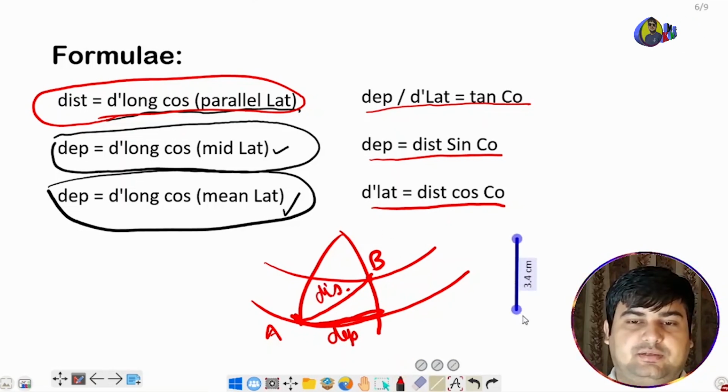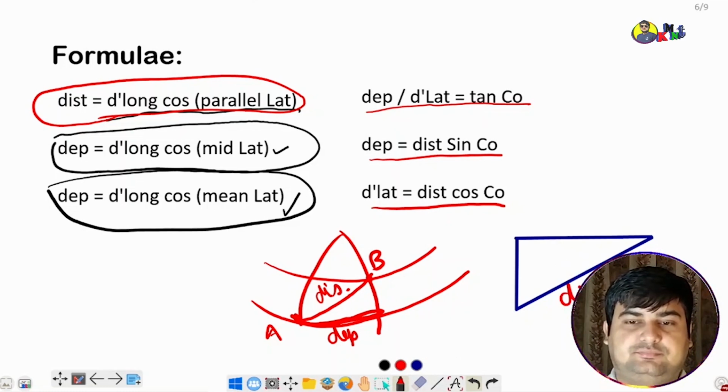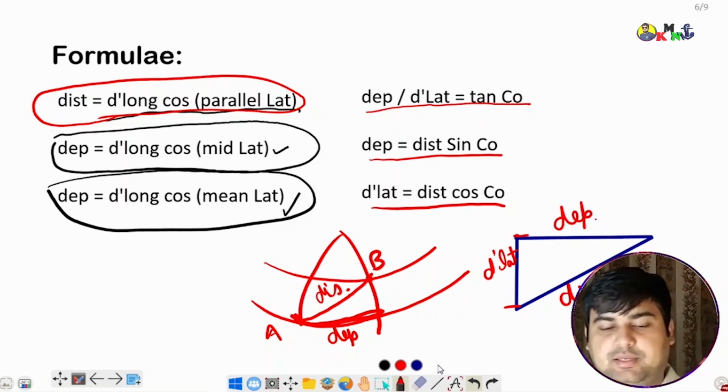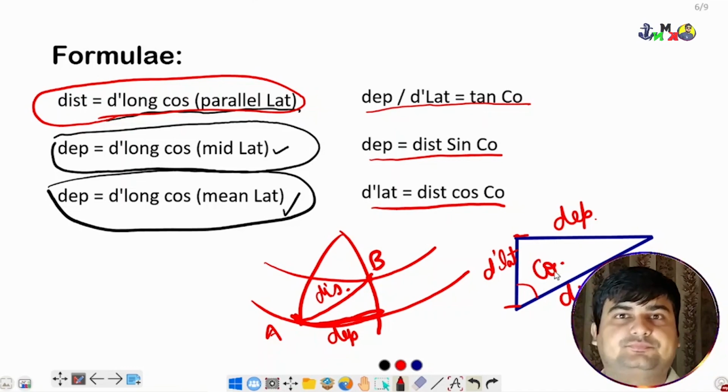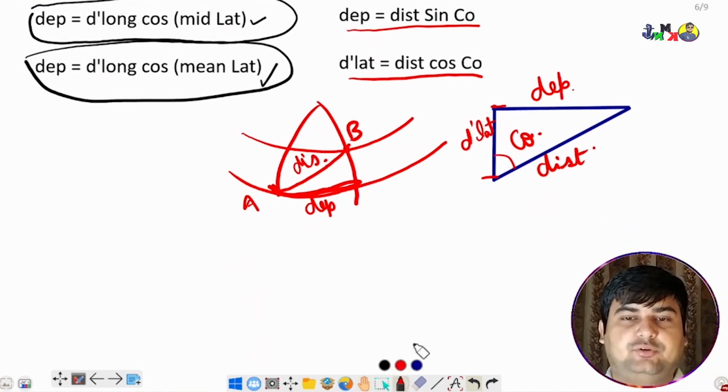We will make one right angle triangle like this. As we know, this is distance. This will be d lat, the difference between lat 1 and lat 2, and this is departure, and this is the course. As we know from trigonometry, this is base, this is hypotenuse, and this is perpendicular.